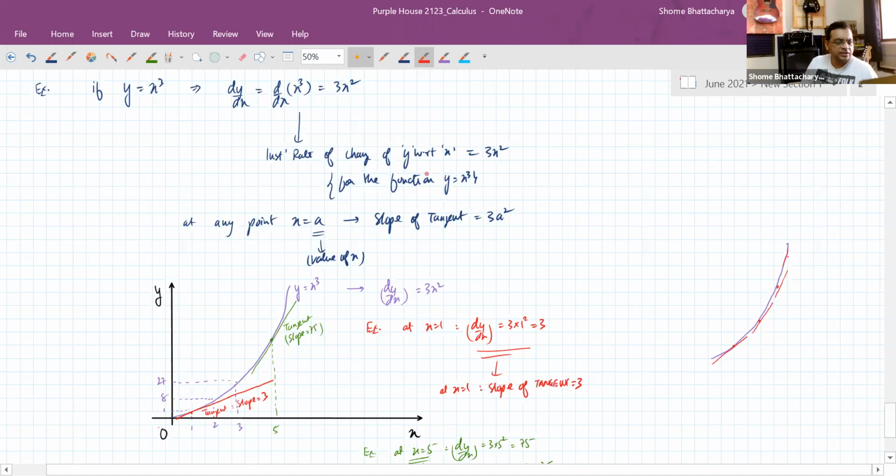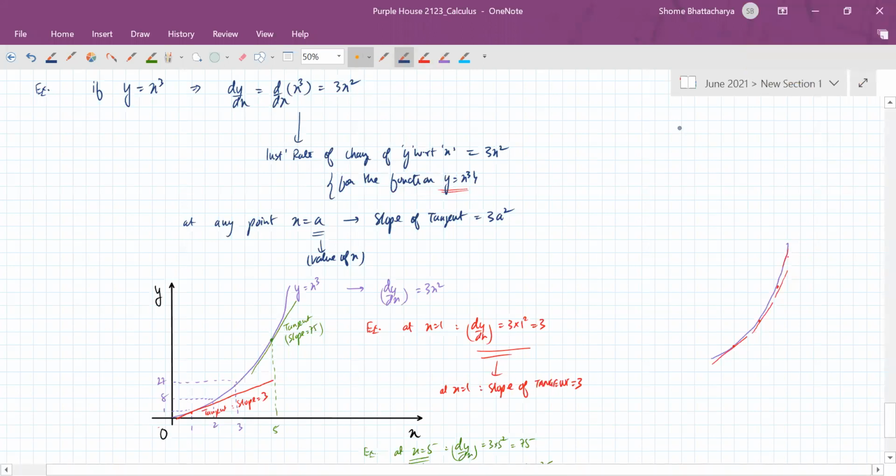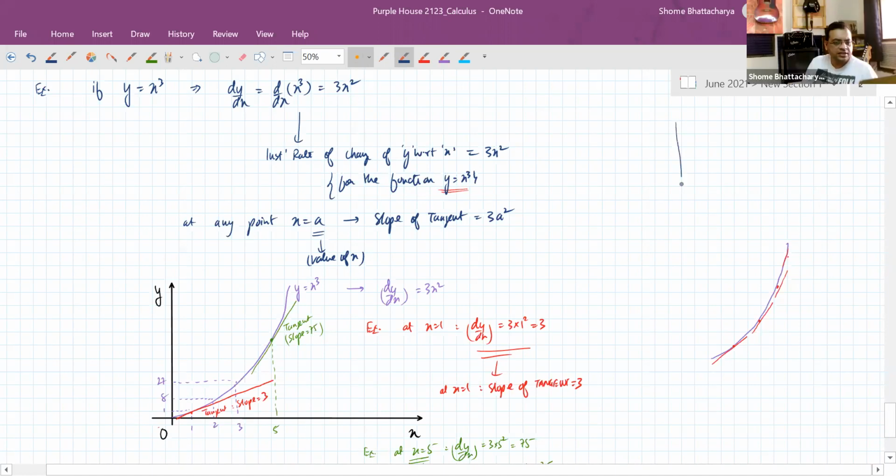This is the instantaneous rate of change for the particular function y equal to x cube. If I had taken some other function, the value would not be 3x square. Understood? Like last time, we had taken the example of the function y is equal to x square, right? And dy by dx had come out to be how much? It had come out to be 2x, remember?